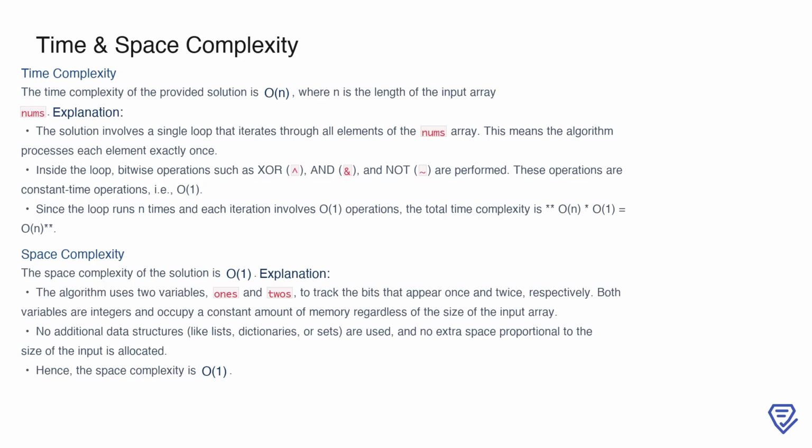Now, looking at space complexity, the solution is highly optimized. It uses only 2 integer variables, ones and twos, to keep track of bits that appear once and twice, respectively. These variables occupy a fixed amount of memory, regardless of the size of the input. Furthermore, no additional data structures or dynamic memory allocation are used. This means the space complexity is constant, or O(1), making the algorithm both space-efficient and scalable.